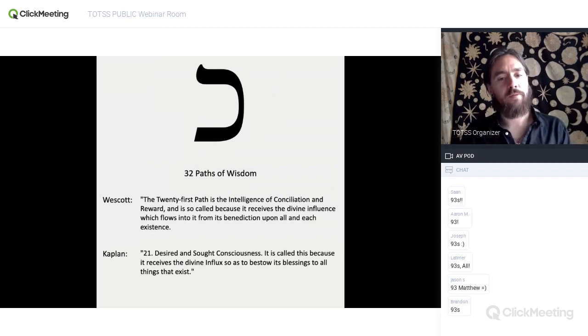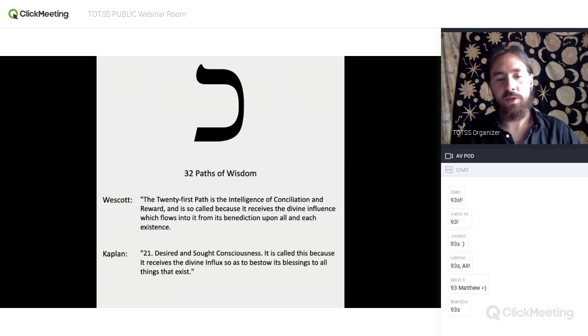All right, our path of wisdom here is the 21st path. So Westcott gives, the 21st path is the intelligence of conciliation and reward, and is so called because it receives the divine influence which flows into it from its benediction upon all and each existence. Kaplan gives 21, desired and sought consciousness.